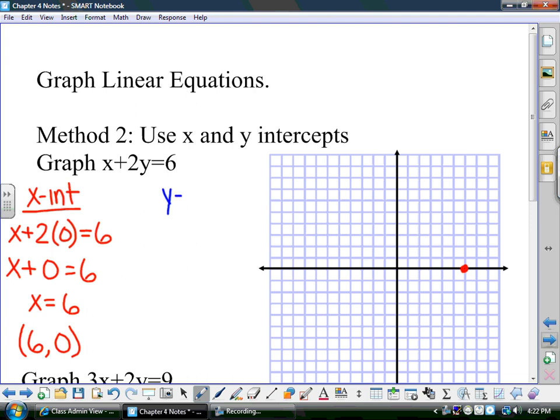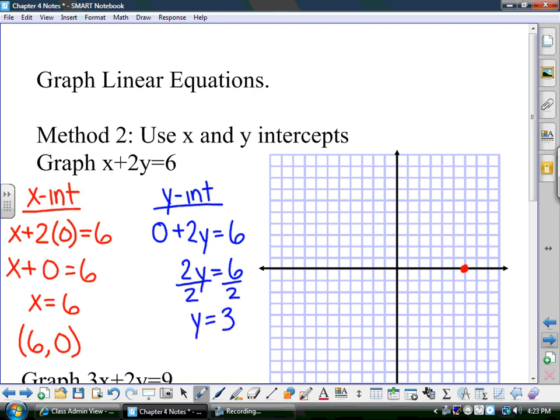The y-intercept: I need to put a 0 in for x this time. So I'm going to have 0 plus 2 times y equals 6. So I just get 2y equals 6. And if I divide both sides by 2, I find out that the y-intercept is 3. My final answer is an ordered pair, 0 in for x, 3 in for y. And (0, 3) is on the graph.